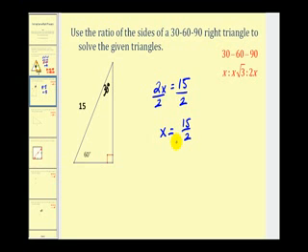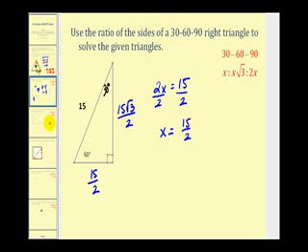But now that we know x, we can determine the length of the side opposite the 30 and 60-degree angle as well. Notice that the side opposite the 30-degree angle is equal to x. So here's the 30-degree angle. The opposite side here would be equal to 15 halves. And notice the side opposite the 60-degree angle would be equal to x square root 3. So we'd have 15 halves times square root 3, or 15 square root 3 divided by 2. And now that triangle is solved.